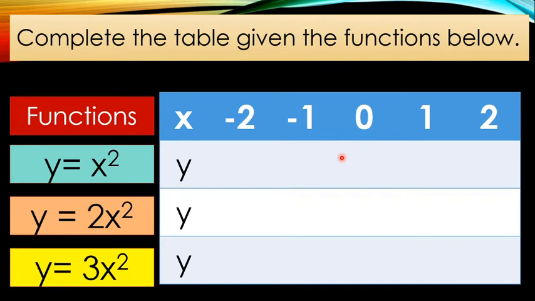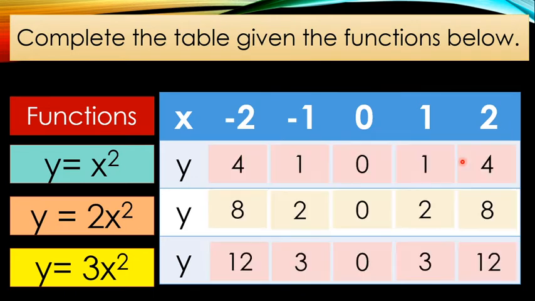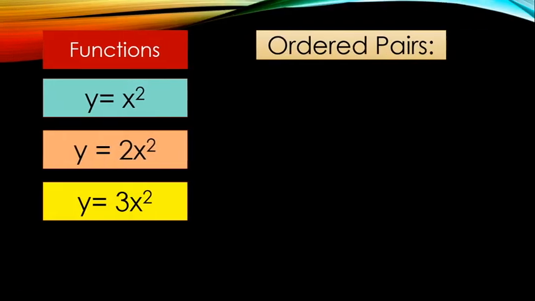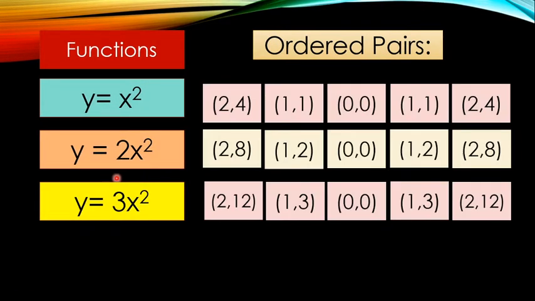Now, we are going to complete the table given the functions below. We have y is equal to x squared, y is equal to 2x squared, y is equal to 3x squared, using the values of x such as negative 2, negative 1, 0, 1, and 2. So, I will give you time to finish that. Alright, so we have these values. So, you're going to create ordered pairs using the values of x and y that we have in each function. So we have these ordered pairs that came from our table of values.